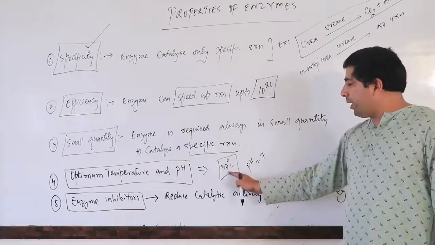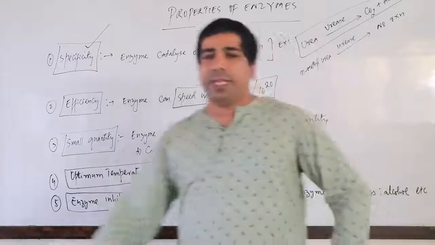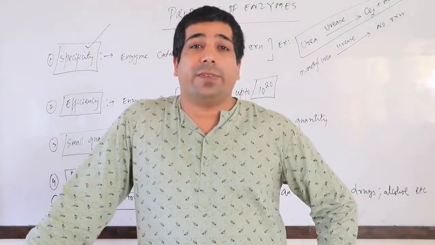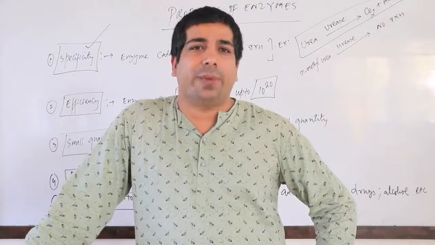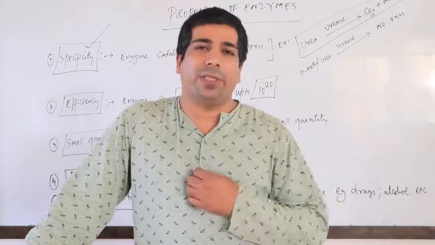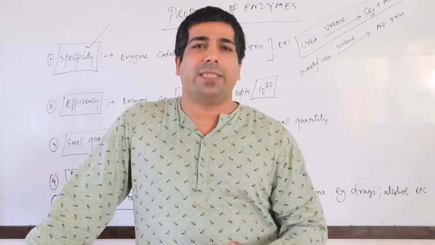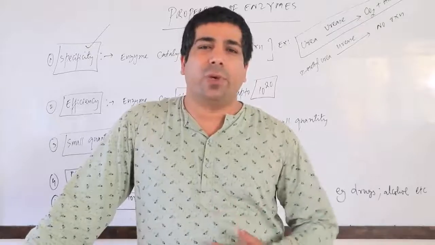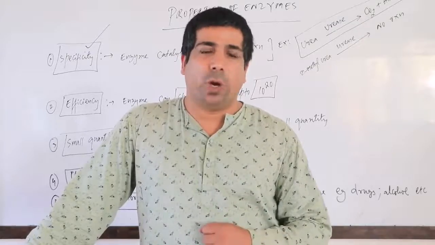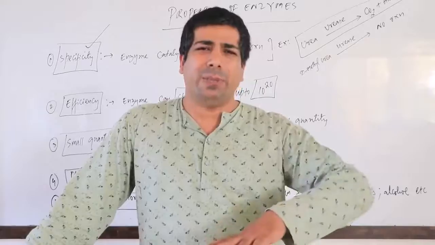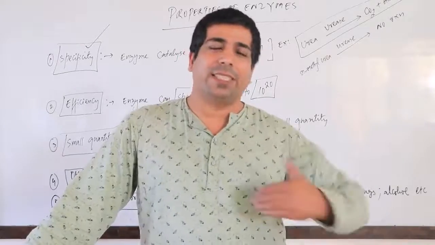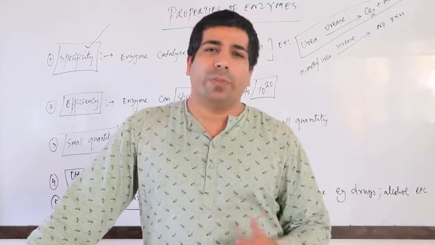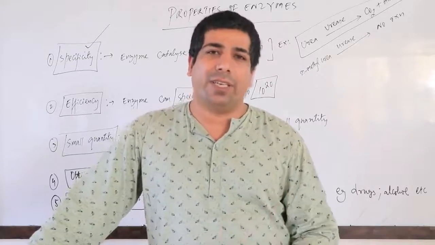So in the human body, enzymatic activity will take place at 37 degrees Celsius. The biochemical reactions catalyzed by enzymes take place in the human body at 37 degrees Celsius. And most of the enzymes require pH of 7, optimum pH of 7. Some enzymes may require less than 7, some require a little more than 7, but most of the enzymes require the optimum pH of 7 for their catalytic activity, okay?